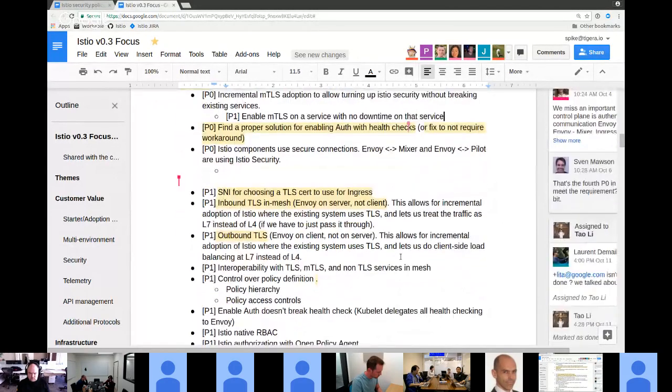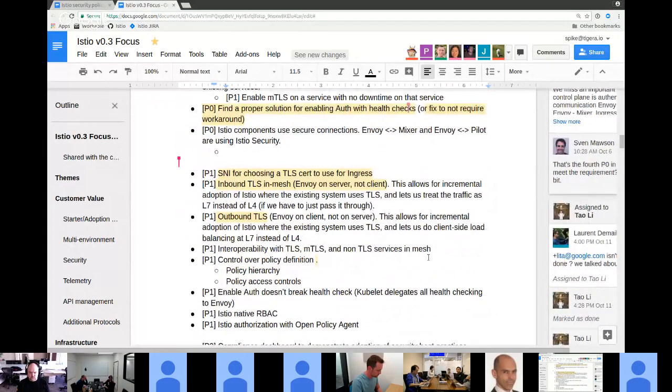So let's talk about the P1s. SNI is the server name indication. This is primarily about properly supporting ingress of secure connections. When a client outside the mesh wants to make a TLS connection into the mesh, we need to be able to support this TLS feature in order to provide a certificate that the client will accept as valid. Any questions or comments about that?